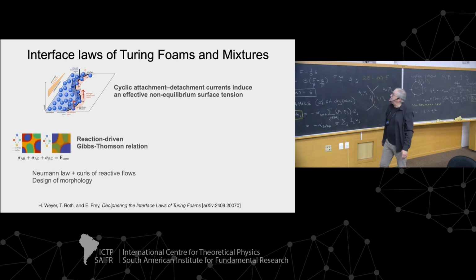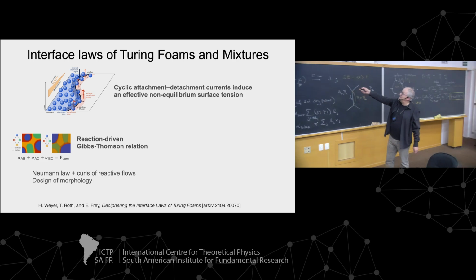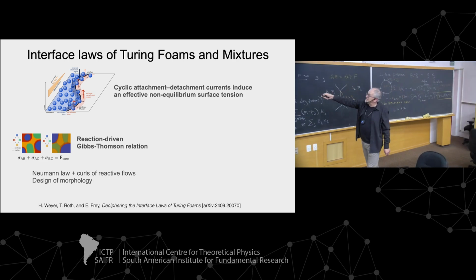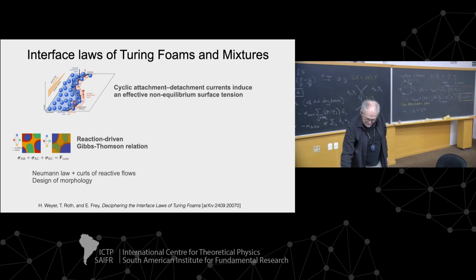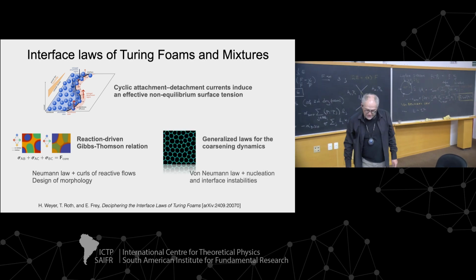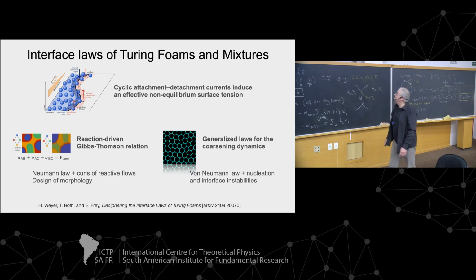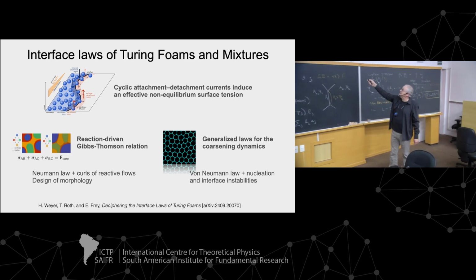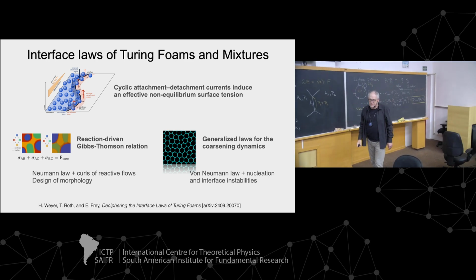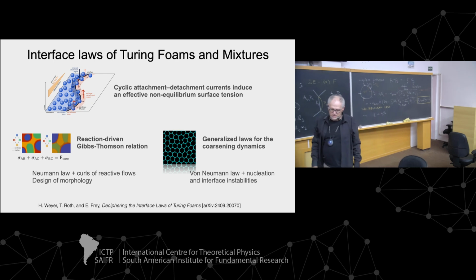You have a reaction-driven Gibbs-Thomson relation that generalizes the von Neumann law because there's curls in the reactive flows, and you can use that to design patterns or design multi-component mixtures of reacting components. And the third point, this was my last point, is that there are generalized laws for coarsening that give rise to a steady state.